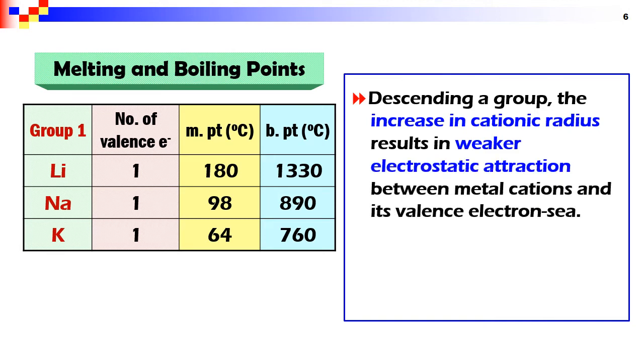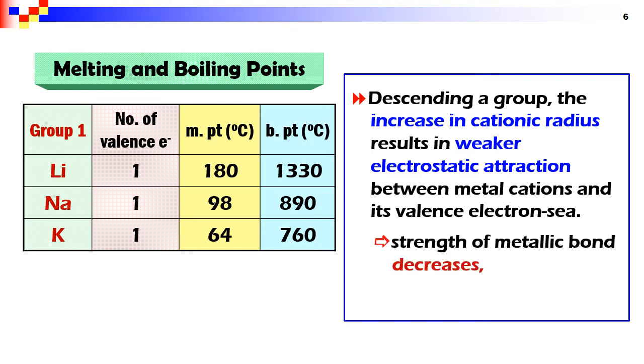Descending a group, the increase in cationic radius results in weaker electrostatic attraction between metal cations and the valence electron sea. This results in a decrease in the strength of metallic bond. And that is the reason for the decrease in melting and boiling point down the group.